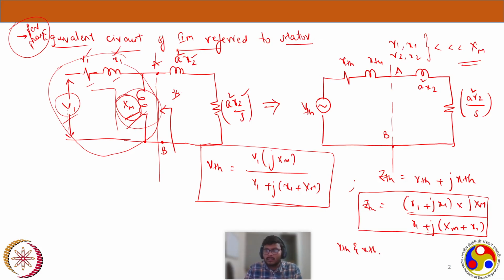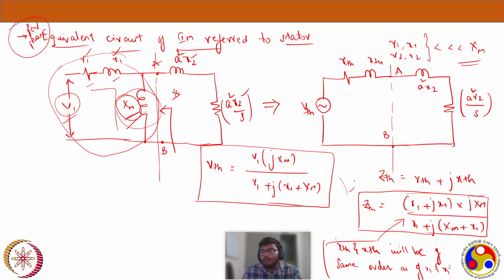RTH and XTH will be of the same order as R1 and X1. Why? Because we already discussed that R1 and X1 are very small in magnitude compared to XM. So we have made a Thevenin's equivalent using that: the equivalent impedance of two parallel branches, R1 plus jX1 and XM. Since R1 and X1 have very low values, the equivalent impedance RTH and XTH will also be of the same order as the lower impedances, R1 and X1.